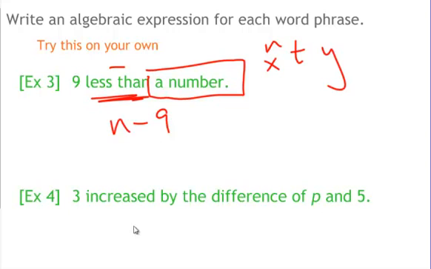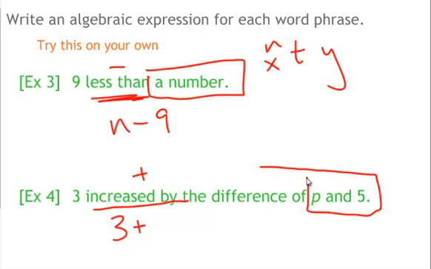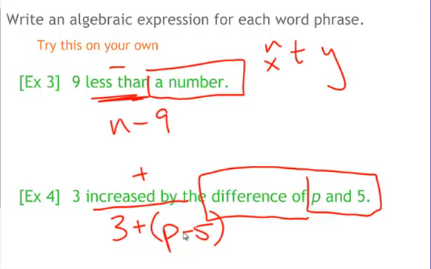Now what about this? 3 increased by, increased by, addition, the difference of p and 5. So this kind of looks strange. 3 increased by the difference of p and 5. Well, 3 increased by. Now if it's the difference of p and 5, we need to put those together. The whole difference of p and 5. So 3 plus the difference of p and 5 looks like this, p minus 5.